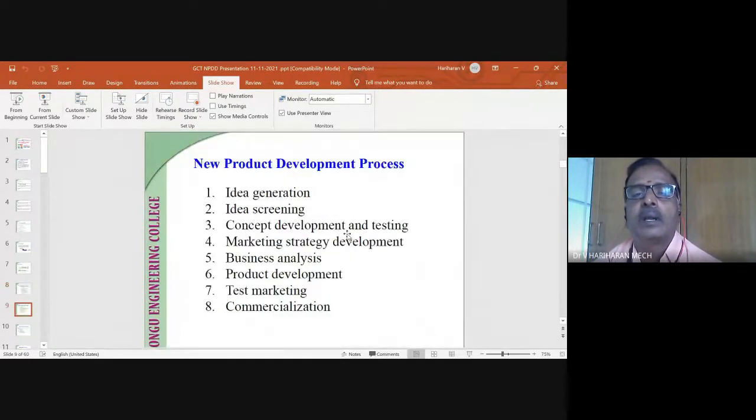Okay, then new product. So for new product development, what are the different processes that we are going to consider before launching a product to the market? Here you see that the first one is idea generation. Idea means what kind of product is required. Idea generation needs a lot of work because you have to study the market.